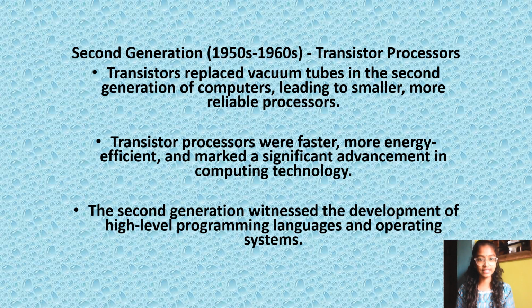Next, let us see the second generation. It evolved in the 1950s to 1960s. It has a transistor processor. Transistors replaced vacuum tubes in the second generation of computers, leading to smaller, more reliable processors. Transistor processors were faster, more energy efficient, and marked a significant advancement in computer technology. The second generation witnessed the development of high-level programming languages and operating systems.